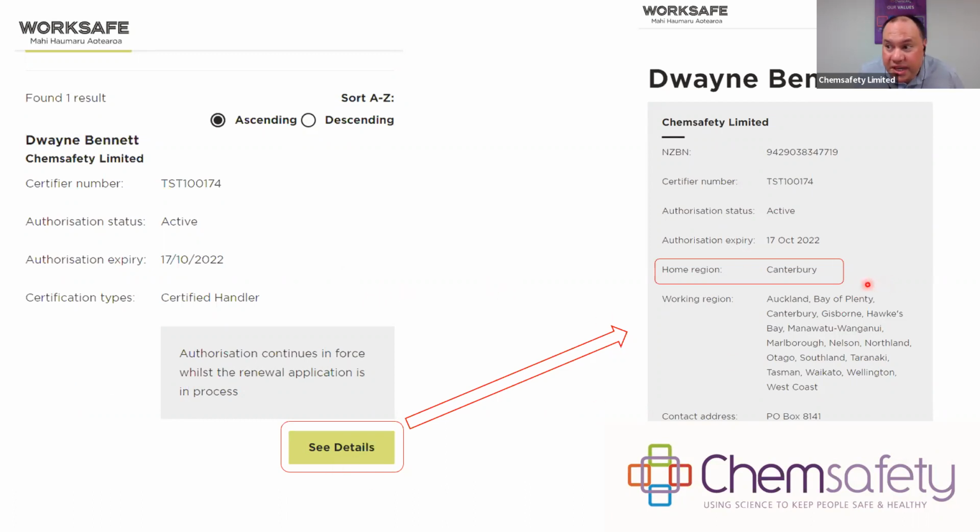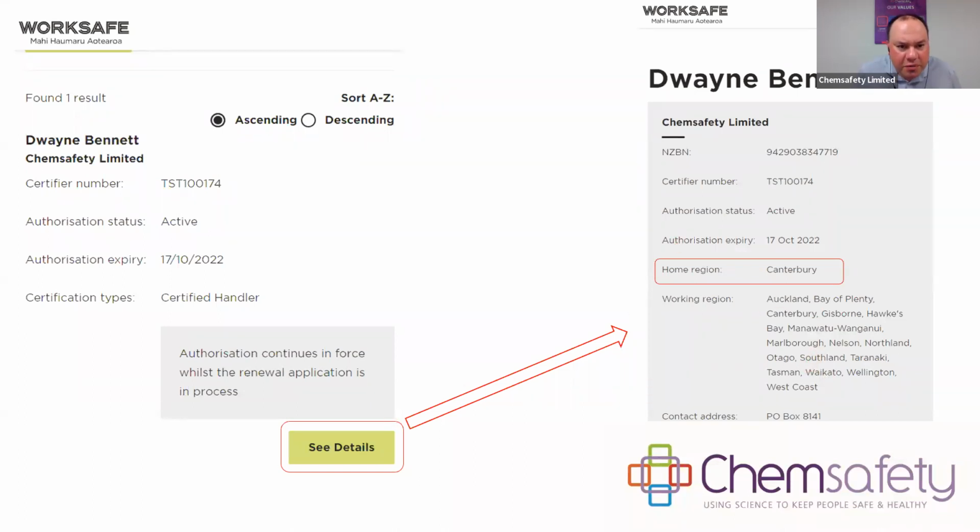And here you will see the home region being Canterbury. Okay, the home region there being Canterbury. So that's how you know where they are actually based. Now, the rest of it here, yes, indeed, we can travel around the place. It's not a problem, but there will be, of course, costs of travel.